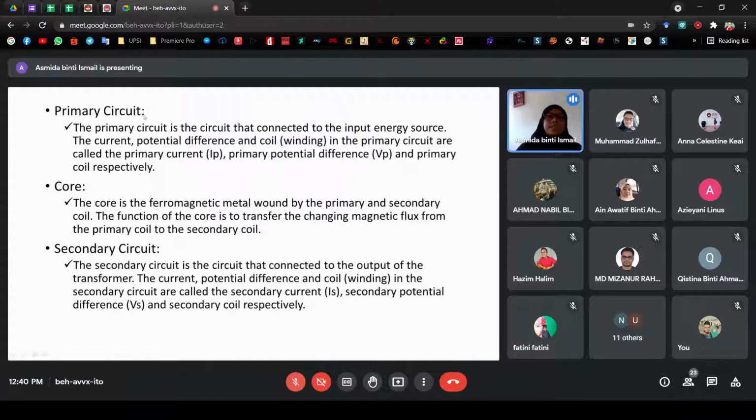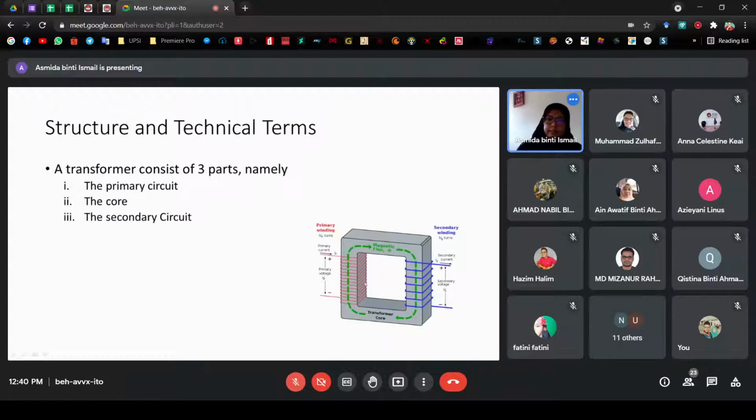Okay, so this is the primary circuit. The primary circuit is the circuit that is connected to the input energy source. Yang primary ni tadi, we connect to the input. The current, potential difference and coil in the primary are called the primary current, primary potential difference, and the primary coil respectively. Okay, so dekat sini kita akan panggil dia, we call it as a primary. Okay, so if you have a voltage or current here, we call it as the primary voltage and the primary current.